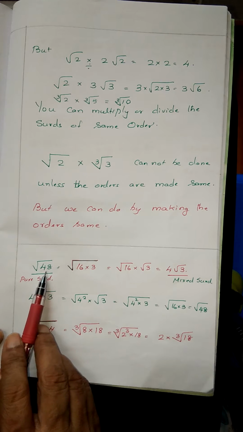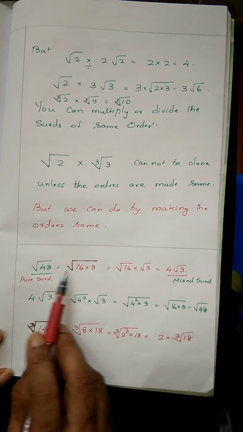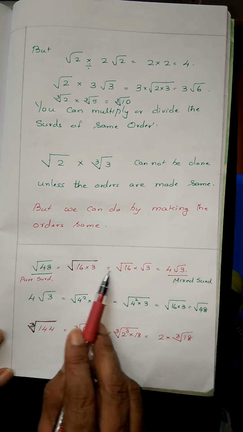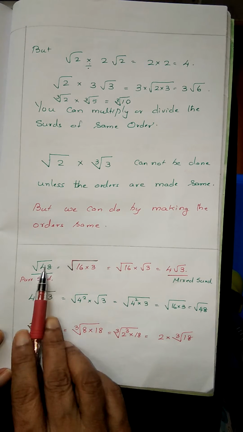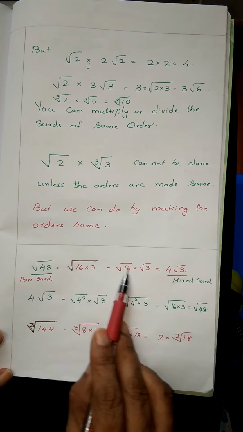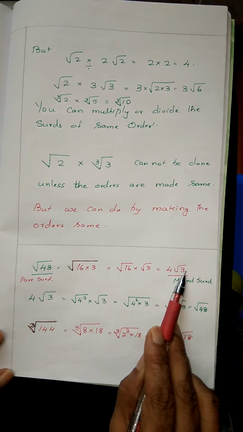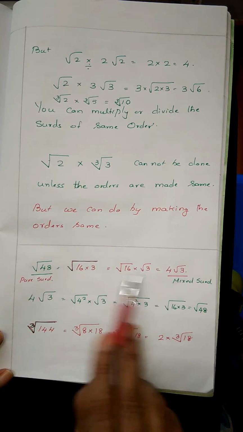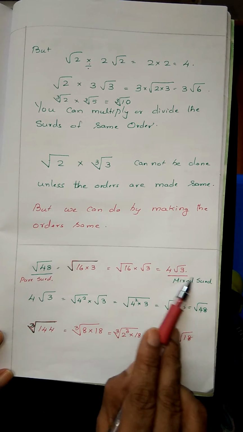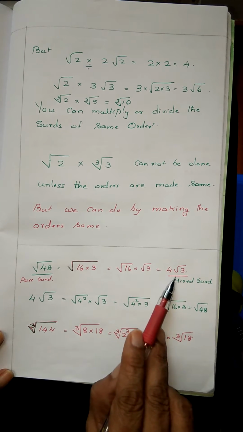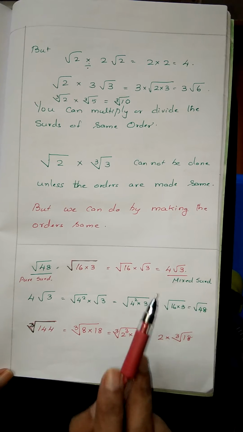Root 48, you can simplify it as root of 16 into 3. You can write this as root 16 into root 3. So root 16 is 4, so 4 root 3. This is called a pure surd and this is called a mixed surd. Like mixed fractions, this is called a mixed surd.